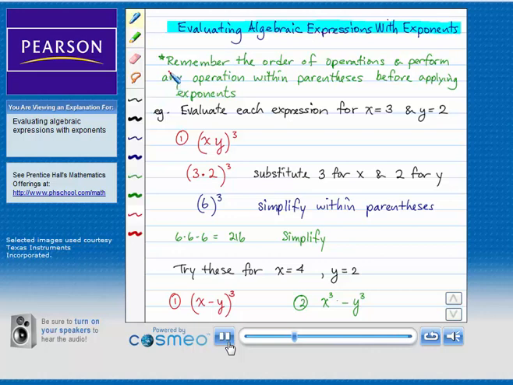I'd like to help you with evaluating algebraic expressions with exponents. Now you're going to need to remember the order of operations and perform any operation within parentheses before you apply exponents. Okay? Well, let's look at an example.